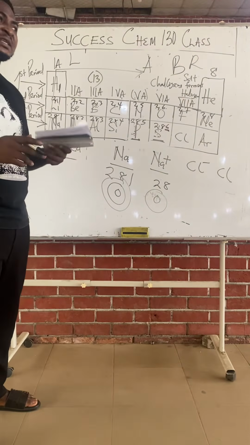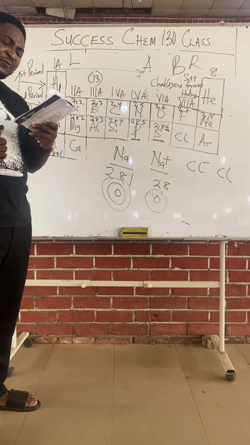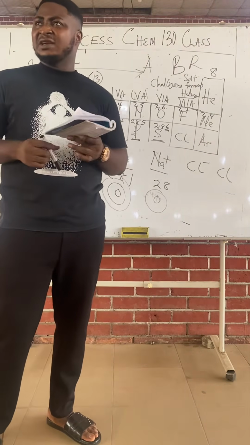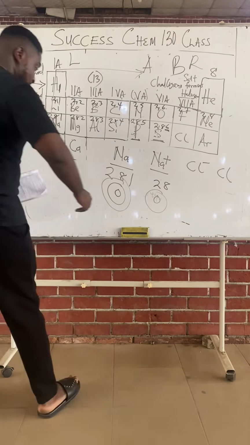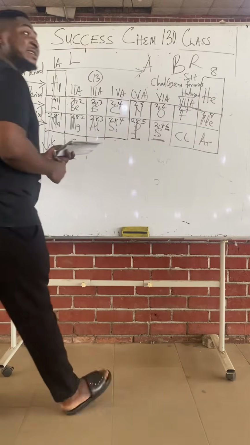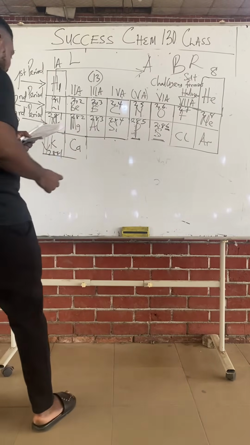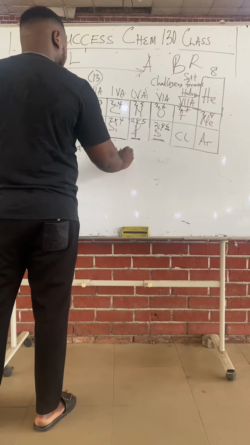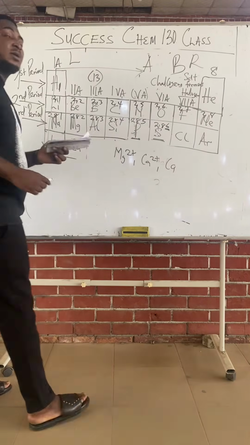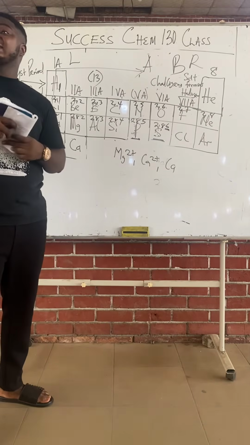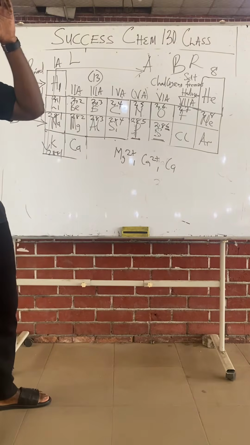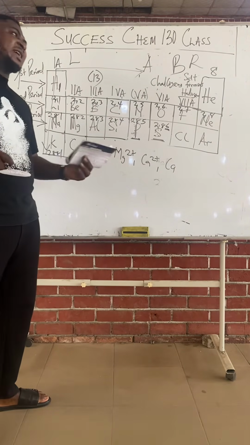For example, arrange the following atoms and ions in order of decreasing size: Mg2+, Ca2+, Ca. Decreasing means from biggest to smallest. Who is the biggest among these three?